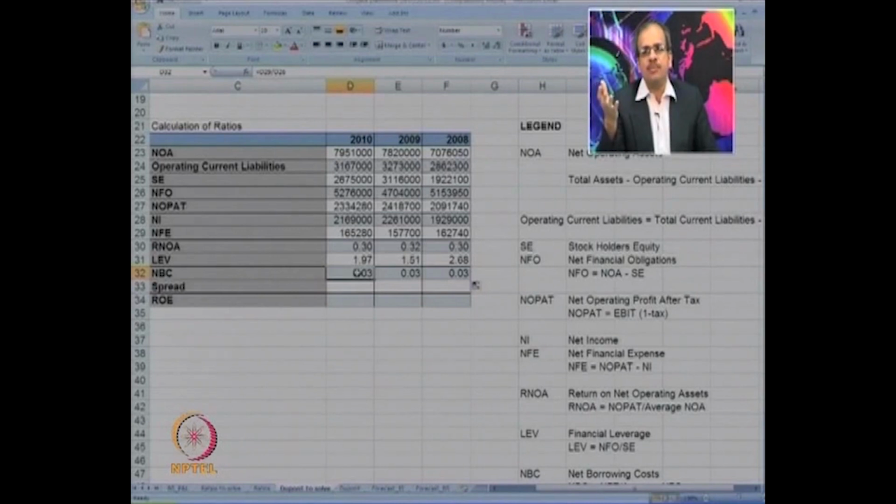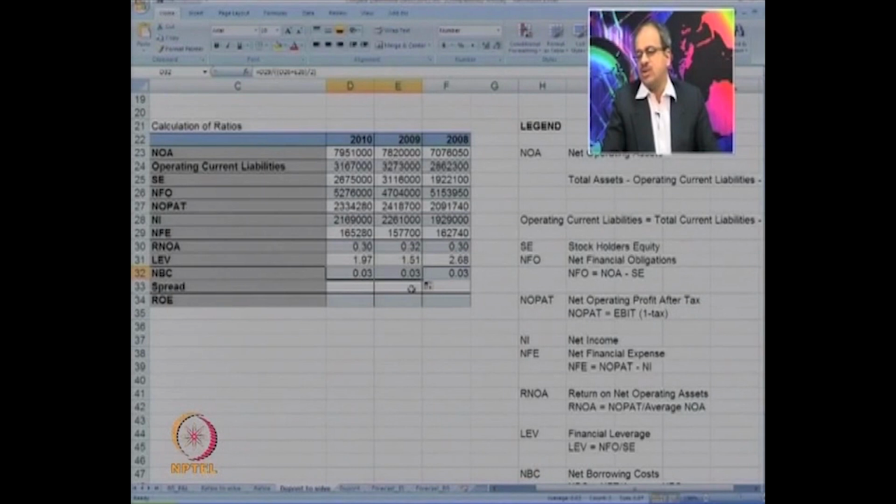Since this is an international company, the interest rates are fairly low, and this is after tax cost. That is why the amount will be something like 3%. We will do a little correction, because instead of taking only year end figures, we will try to take the average of the 2 years' figures. It has not made any great difference. It continues to be about 0.03.